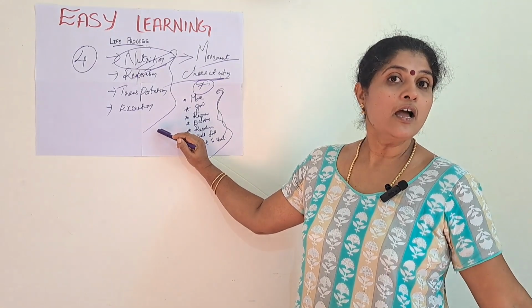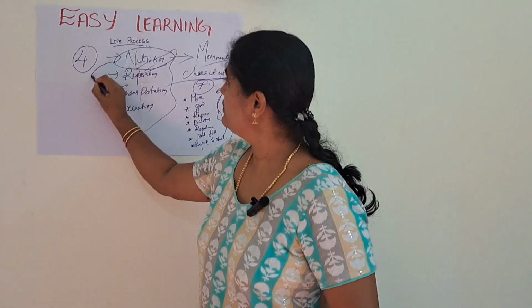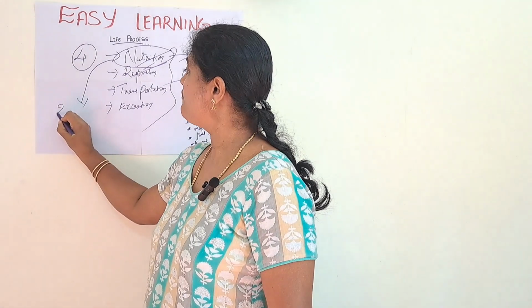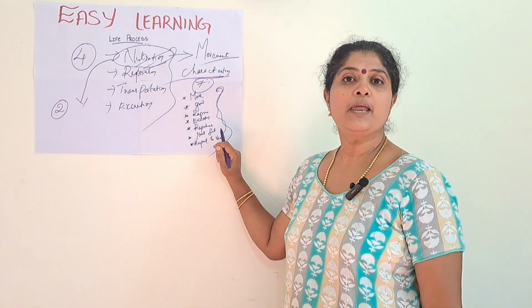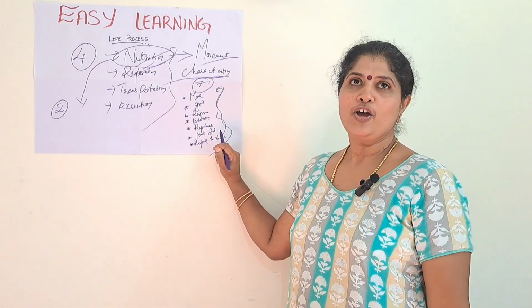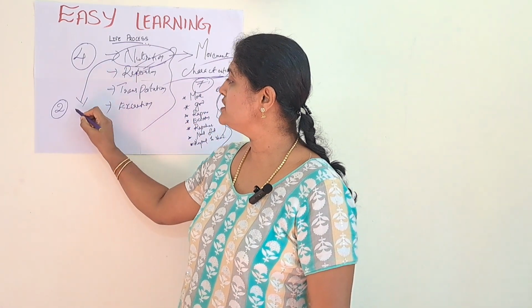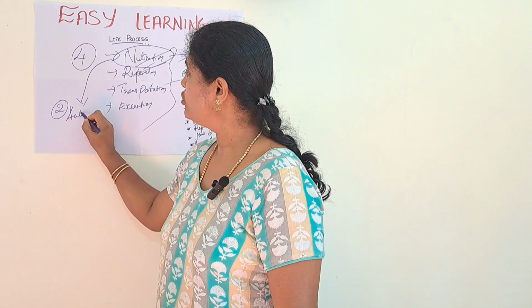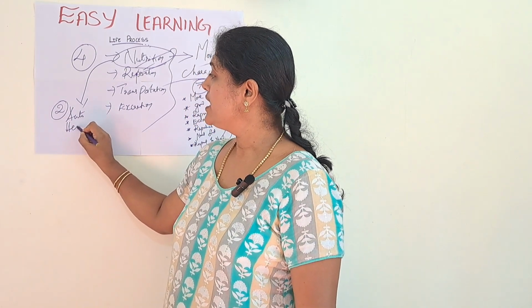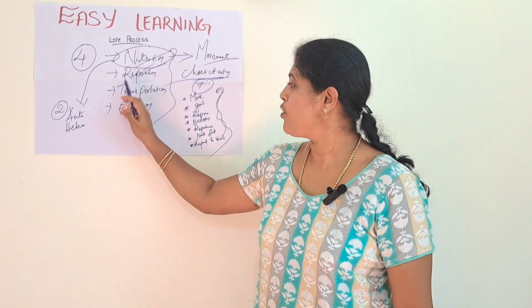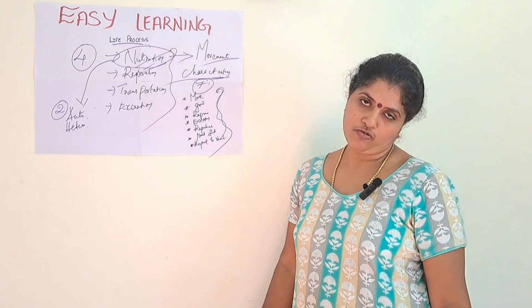Under nutrition, we should know its classification. Nutrition is classified into two, that is, two main methods are there for nutrition. The two types of nutrition are autotrophic nutrition and heterotrophic nutrition.